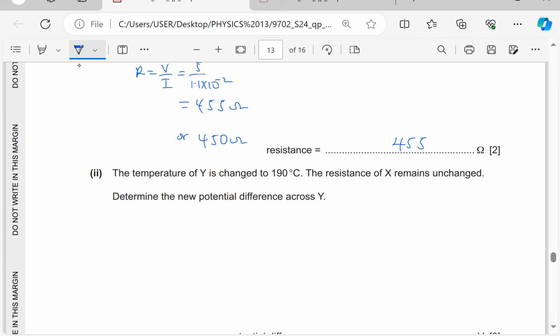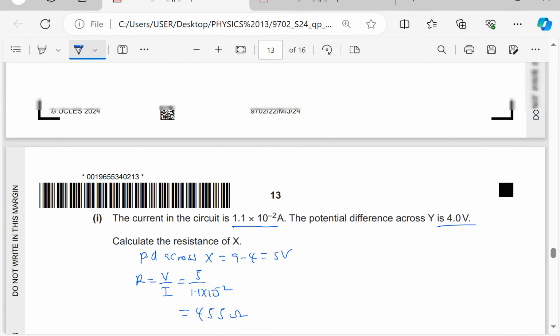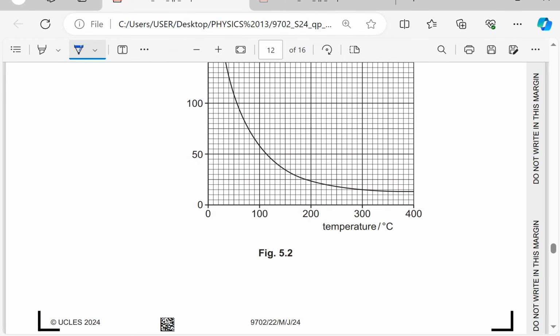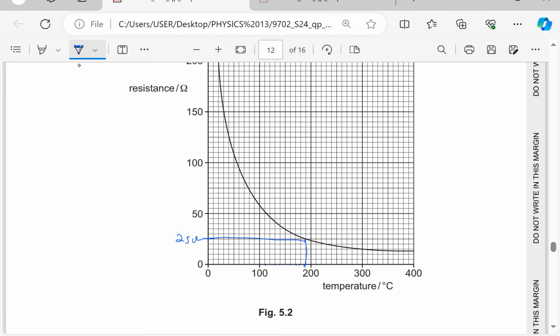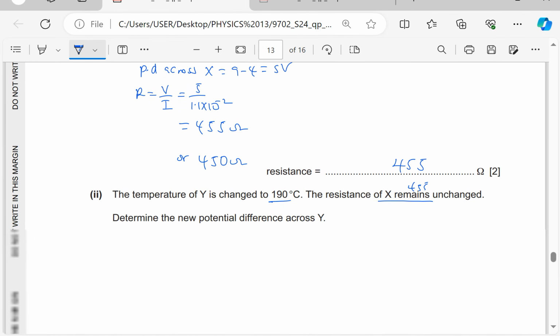That is very obvious. The temperature of Y is changed to 190 degrees Celsius. The resistance of X remains unchanged, so it is remaining 455. Determine the new potential difference across Y. Let's first see the resistance of Y from the graph. 190 degrees Celsius. So this is 1, 2, 3, 4, 5, 6, 7, 8, 9. I think that is 190. And the corresponding resistance is, I think, 25 ohms. So from the graph, resistance of Y is 25.